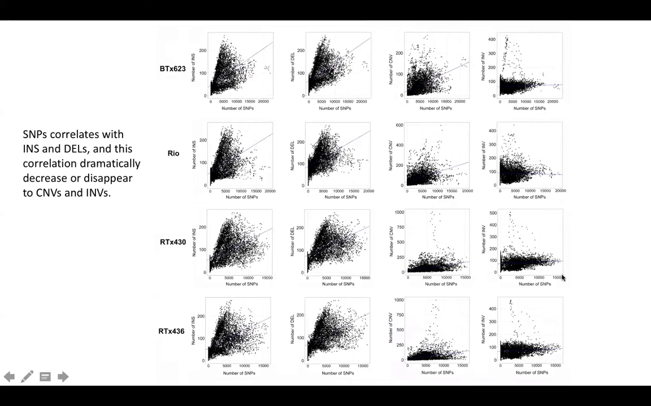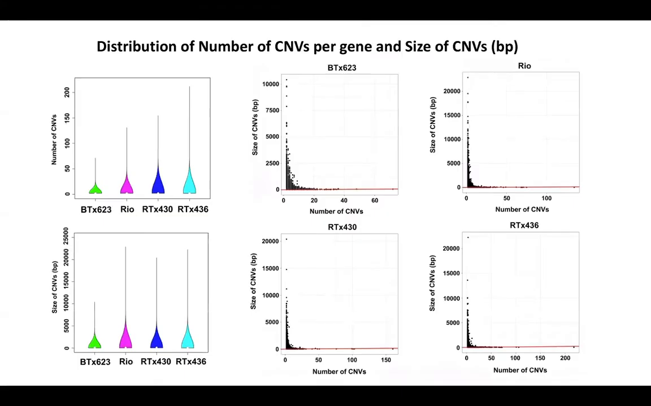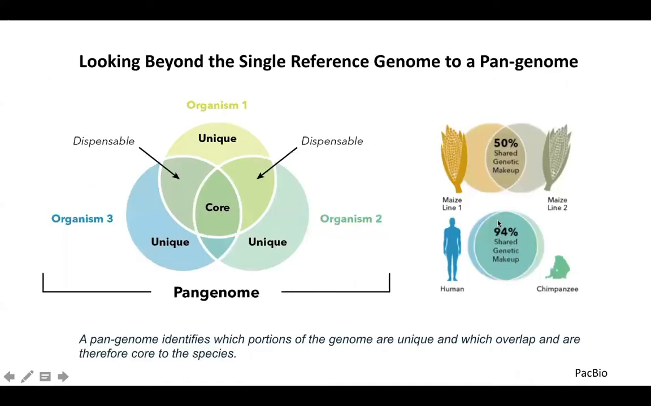One important category of structural variations is copy number variations. Copy number variations have been found very important to plant development. So we looked at the number of copy number variations and their size distribution. Overall, the four genomes have similar numbers of SVs, with BTx623 having a slightly smaller number in this genome. And the smaller SVs usually have more copy numbers in the genome.